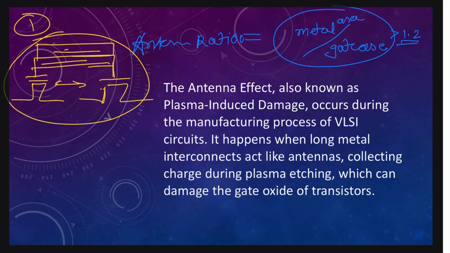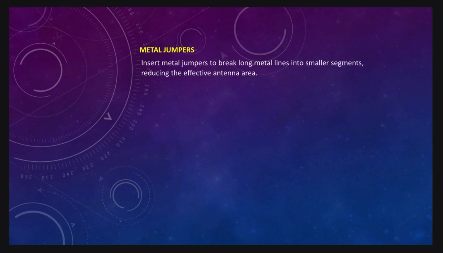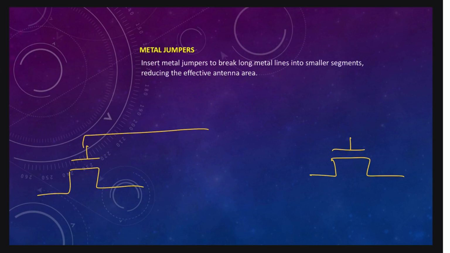The second step is to use a metal jumper. If devices cannot be placed near to each other, the second step is to use a metal jumper. So let's assume we are getting an antenna error in metal 2. We should always go for a higher metal. So let's assume this is metal 2. We should jump to metal 3, not metal 1.